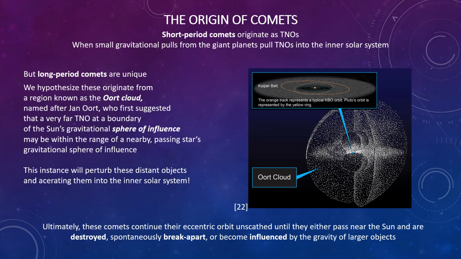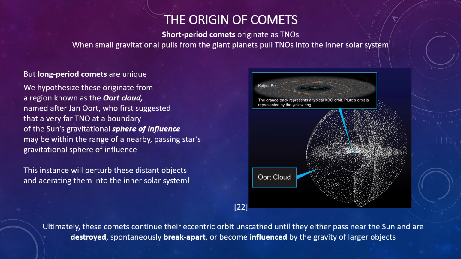So these comets, the short period ones, originate as trans-Neptunian objects, and when they experience small gravitational pulls from giant planets along their orbits, they get pulled into the inner solar system and light up as comets. However, long period comets are unique. We hypothesize that these long period comets originate out in a region called the Oort cloud, which is named after Jan Oort, who first suggested that very far trans-Neptunian objects at the boundary of the sun's sphere of gravitational influence may be within the range of nearby passing stars' sphere of influence.